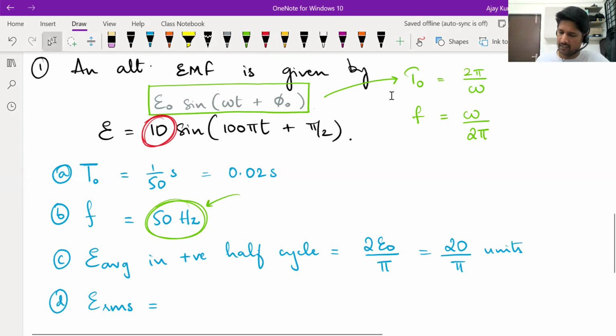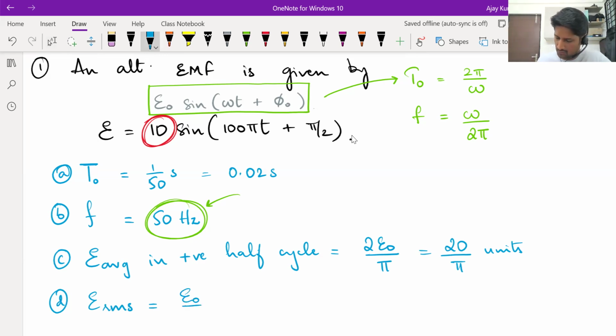Next, RMS value. RMS of the sine function is 1 by root 2. And if the sine function is multiplied with E naught, then the RMS value becomes E naught by root 2. E naught is the peak EMF 10. Divide by root 2. The answer is 5 root 2 units.